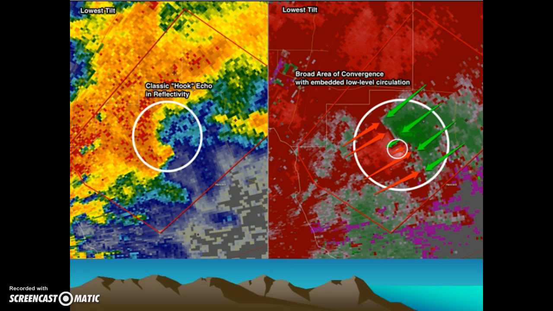And we can see it in other ways. We have the first one, which is the classic hook echo. In the reflectivity, you can see this backwards C. You can see the inflow winds coming into this and hooking around, your basic hail and high winds would be out here.